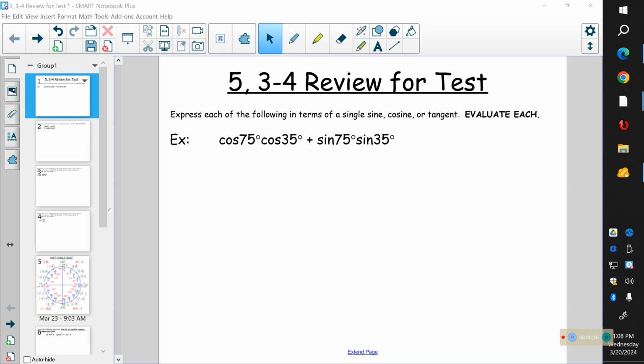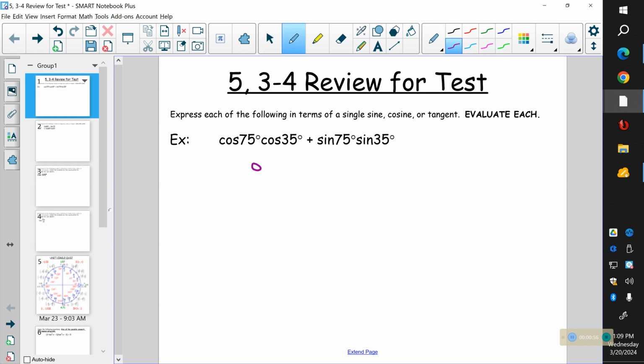Now, your goal. The cosine of 75 times the cosine of 35 plus the sine of 75 times the sine of 35. Yes? What do I expect you to do? I need you to go ahead and add those together or figure out which formula it is. In this case, it is going to be subtracting them. So this is the cosine of u minus v. So this is u and this is v. So this is the cosine of 75 minus 35.